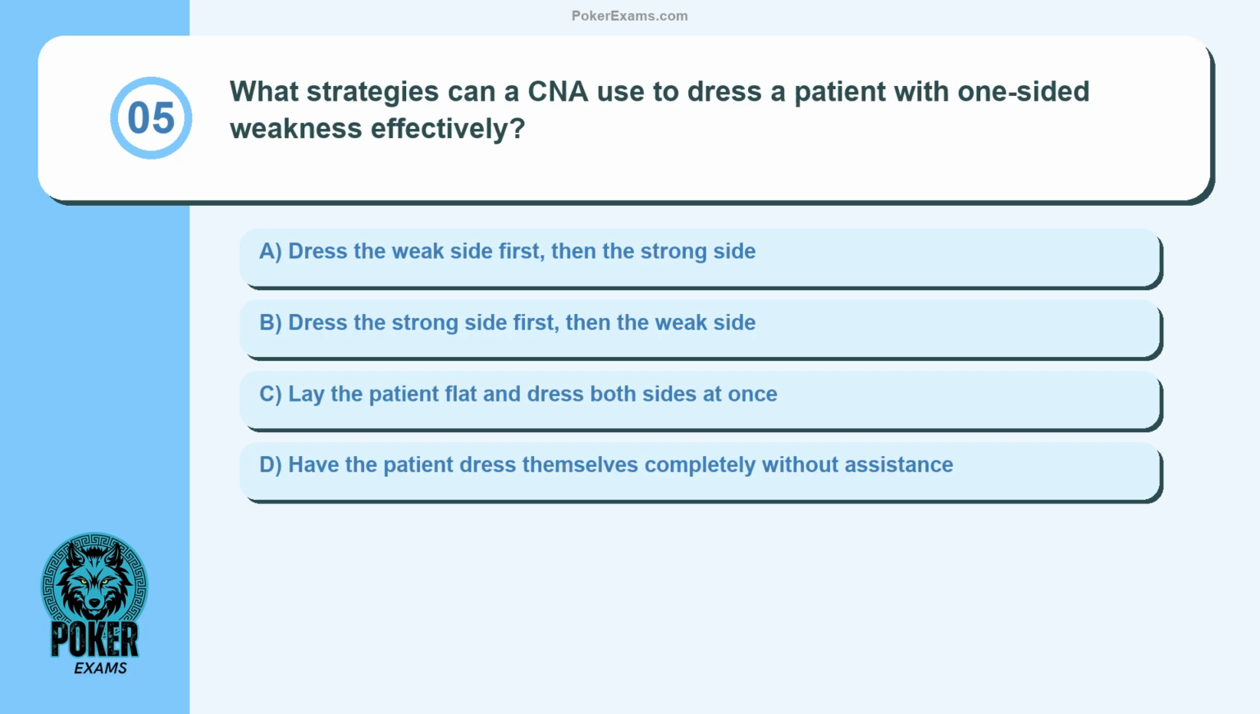Question 5. What strategies can a CNA use to dress a patient with one-sided weakness effectively? Dress the weak side first, then the strong side. Dress the strong side first, then the weak side. Lay the patient flat and dress both sides at once. Have the patient dress themselves completely without assistance.